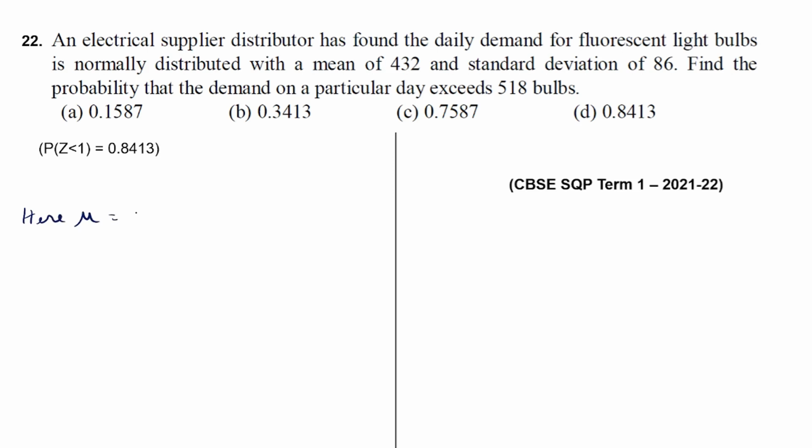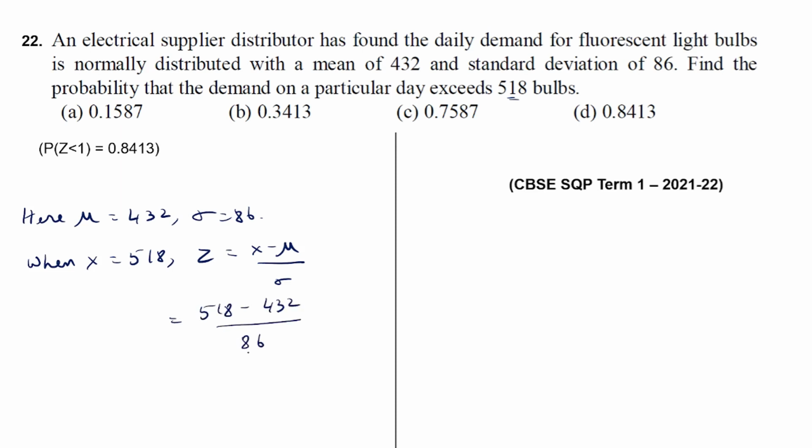So here they have given mean mu as 432 and sigma as 86. We have to find the probability of X greater than 518. So let us find the z-score when x is 518. When x is 518, z is equal to x minus mu by sigma. It is 518 minus 432 by 86, that is 86 by 86, which is 1. So we have to find the probability of x greater than 518. The corresponding z-score is 1, so it is the probability of z greater than 1.